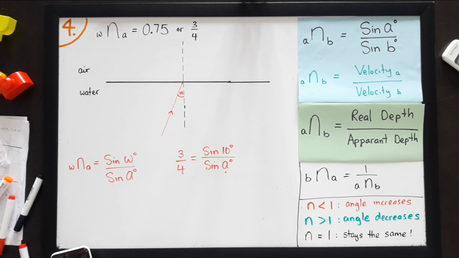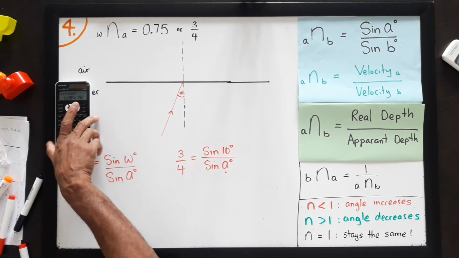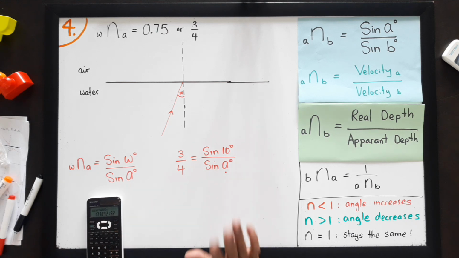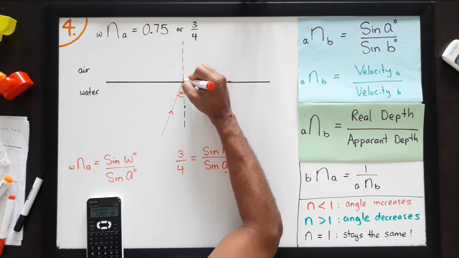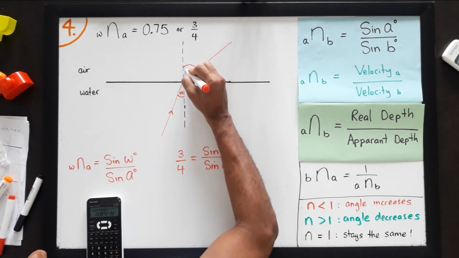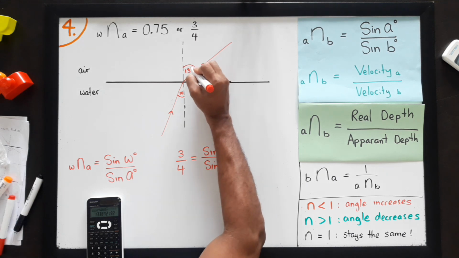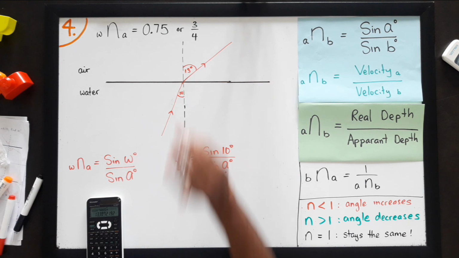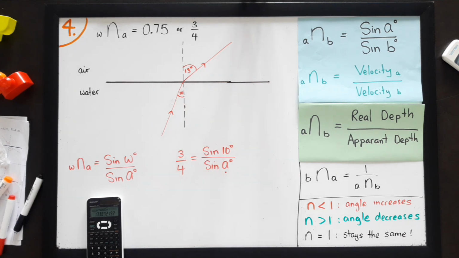Now, sine 10 divided by 3/4. You are supposed to get something close to 13.4 degrees. You might get a little bit more or a little bit less depending on how you round off. So the angle might look something like this. This angle is going to be, I'm just going to call it 13 degrees, although it's 13 point something. I only have limited space here, so I don't want to take up too much space.